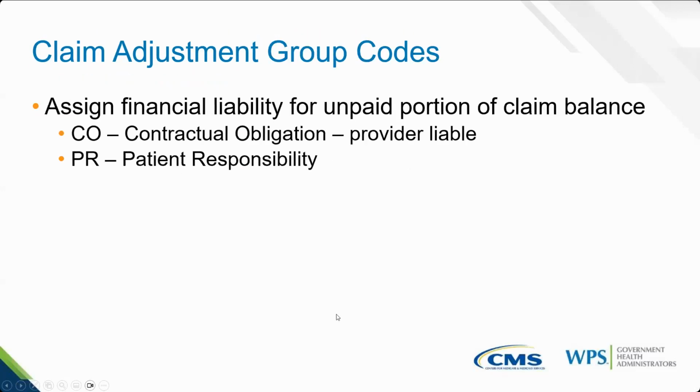There's also claim adjustment group codes on the remittance advice, and these convey the financial responsibility for any unpaid portion of the claim balance. A CO, I talked about this one before, stands for contractual obligation, and it means the provider is liable and cannot bill the patient. A PR means the patient is financially responsible.